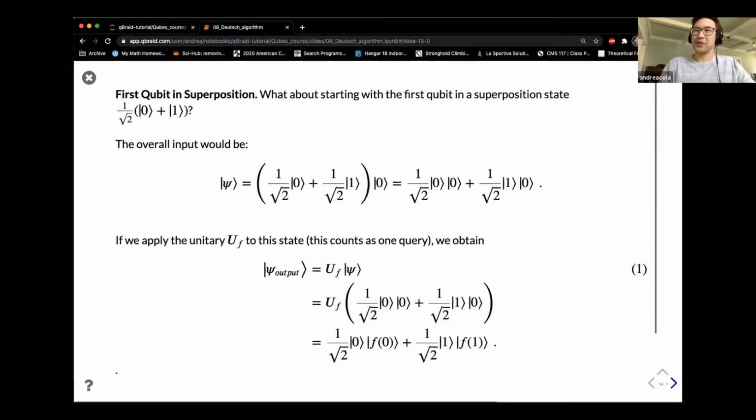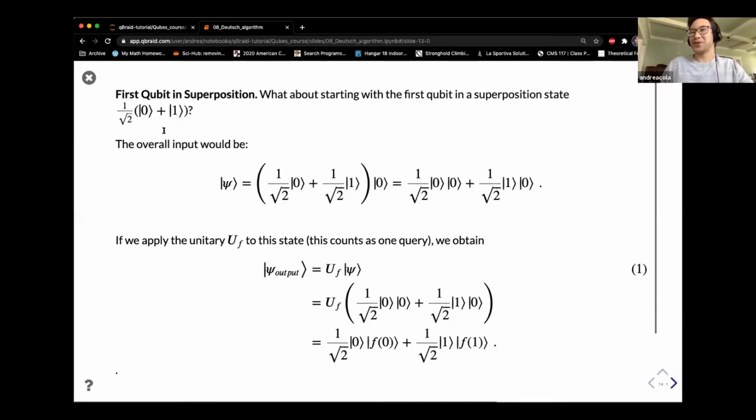What we saw was two possible approaches to try and extract information about f of 0 and f of 1 simultaneously. We saw that crucially, classically, with every query, you can either extract information about f of 0 or about f of 1, but not both simultaneously. We wanted to exploit quantum to extract information about f of 0 and f of 1 simultaneously.